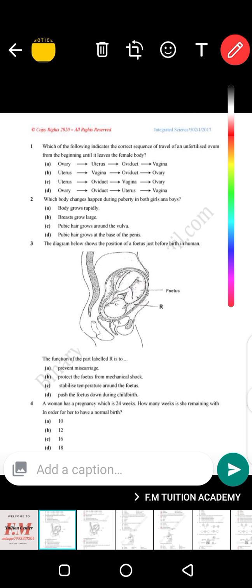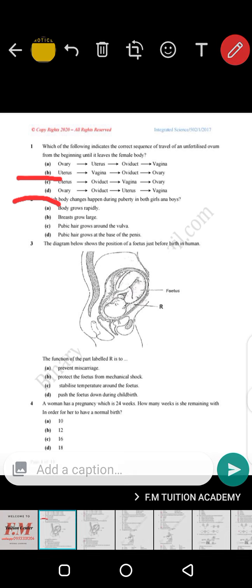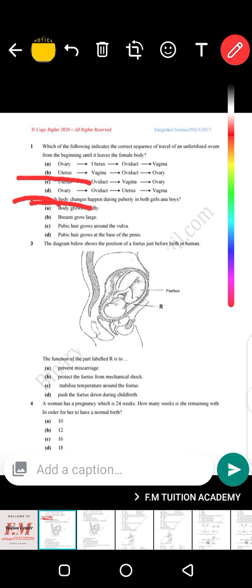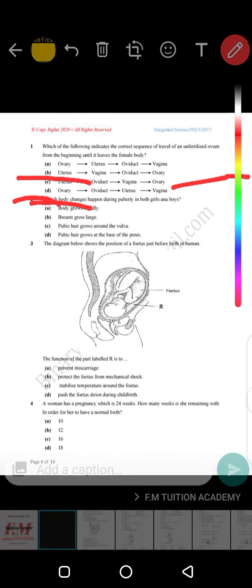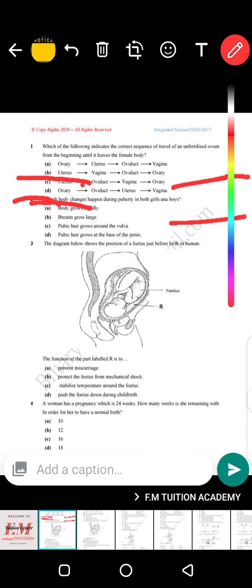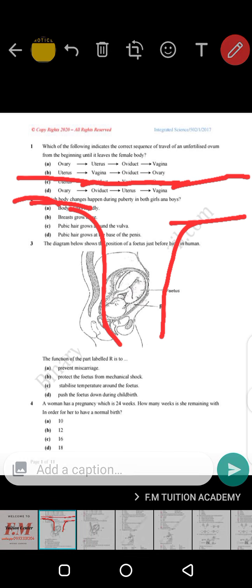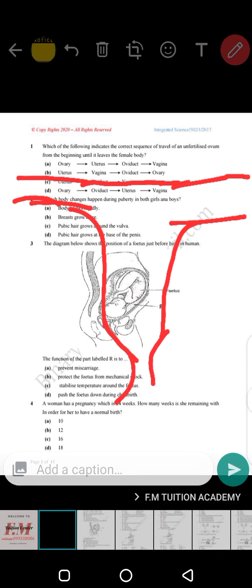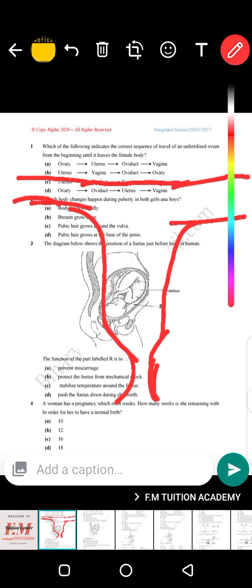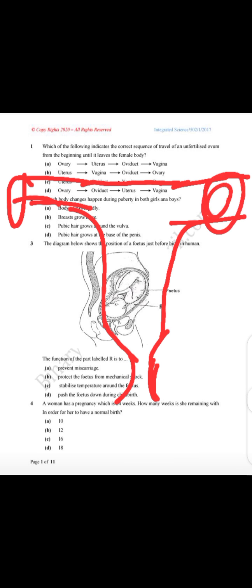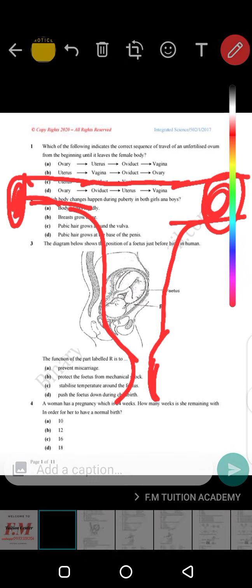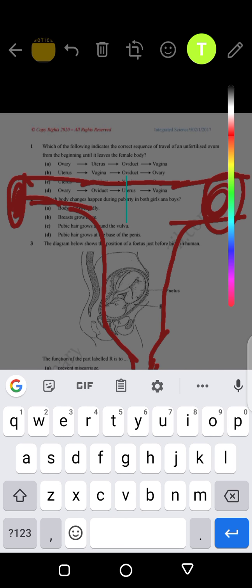The female reproductive system looks like this. This is a female reproductive system. On this side, there are these things they call ovaries. They're found on the female reproductive system. So these are ovaries. I think you already know this, guys.